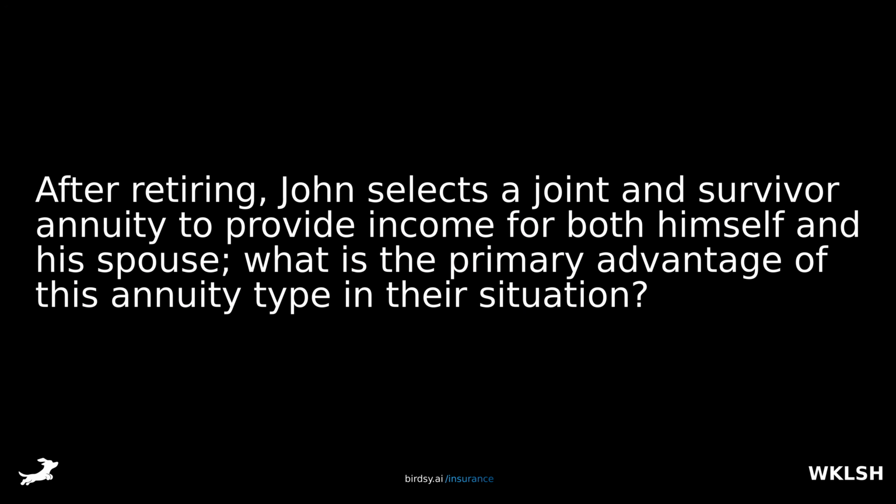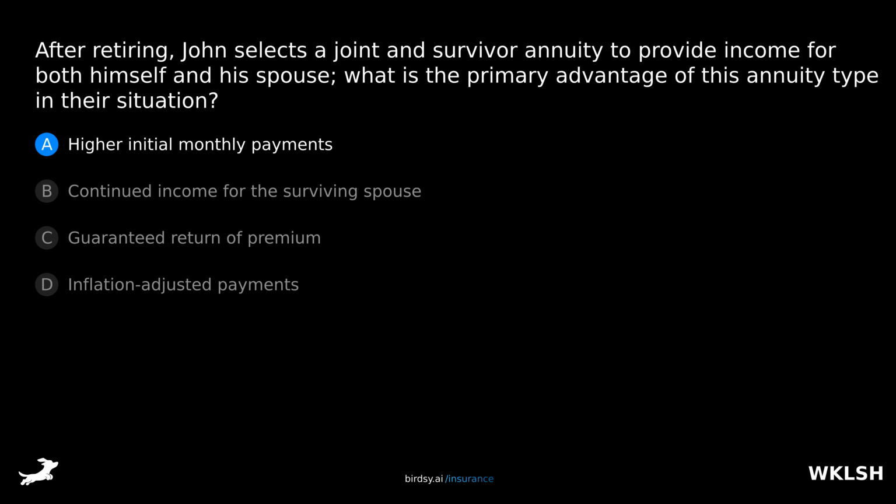After retiring, John selects a joint and survivor annuity to provide income for both himself and his spouse. What is the primary advantage of this annuity type in their situation? Is it A. Higher initial monthly payments? B. Continued income for the surviving spouse? C. Guaranteed return of premium? Or D. Inflation-adjusted payments? The correct answer is B.